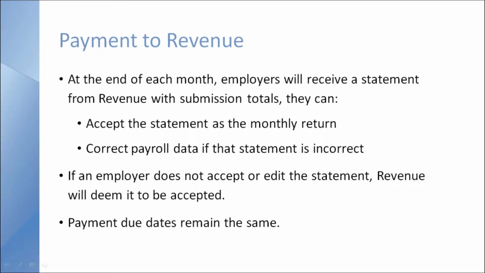Now, going forward, Revenue will issue a statement to employers with submission totals at the end of every month. Employers can either accept the statement as the monthly return, or they can correct the payroll data if the statement is incorrect. If an employer doesn't edit the statement, Revenue will deem it to be accepted.